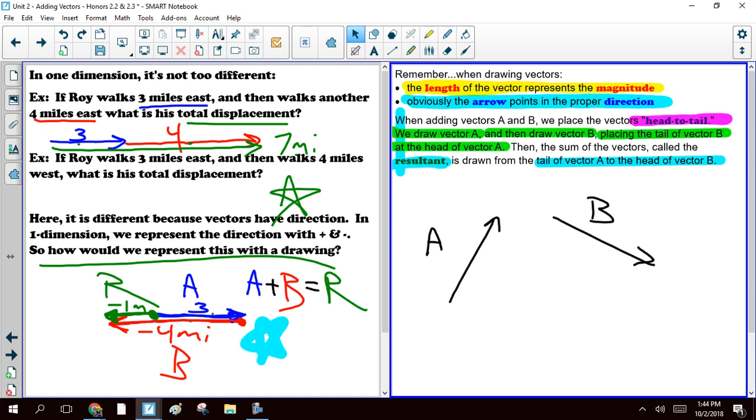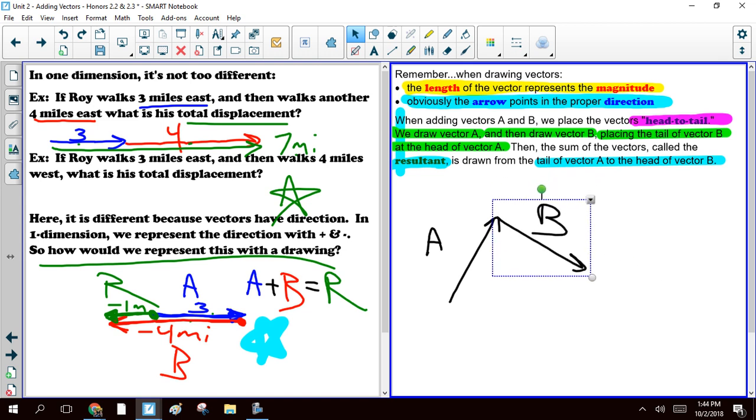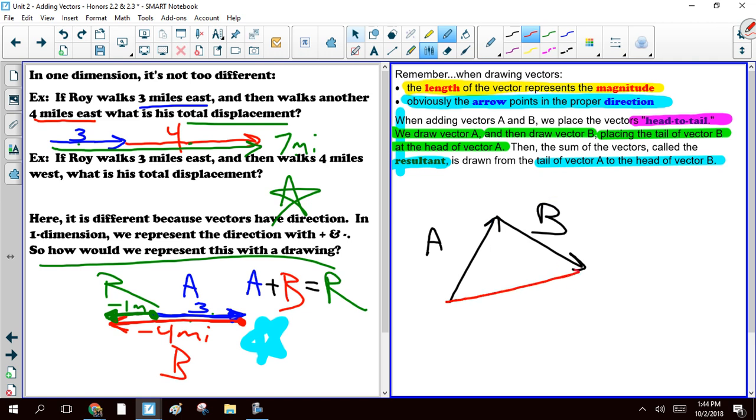That's not what I wanted to happen. That is annoying. Let's try this again. Here's my vector A. Here's my vector B. So if I wanted to literally add vectors A and B, what I would do is take my vector B and place it so that its tail is at the head of vector A, and then my resultant would be this vector. There's my resultant.